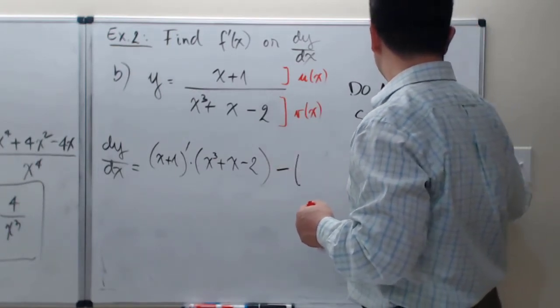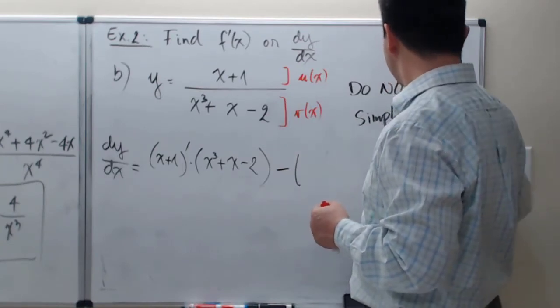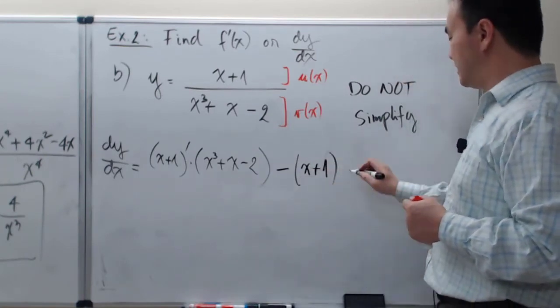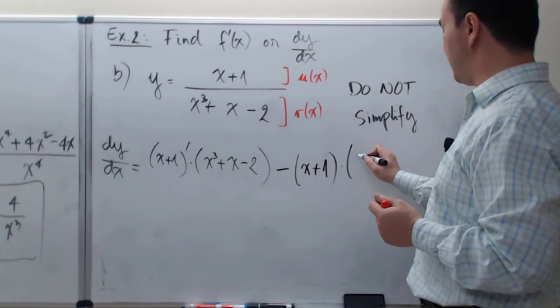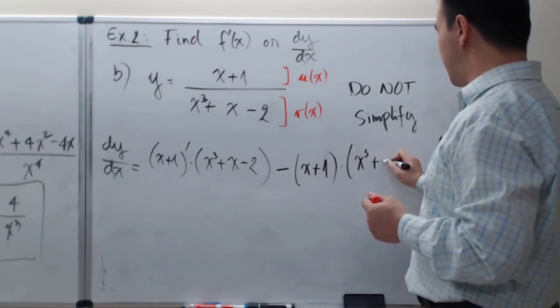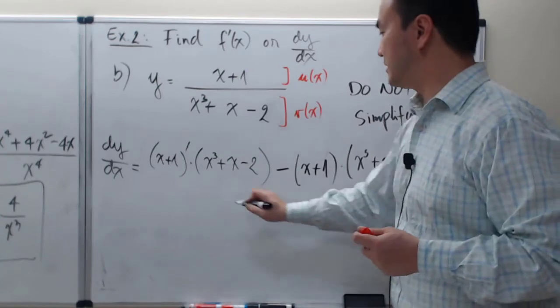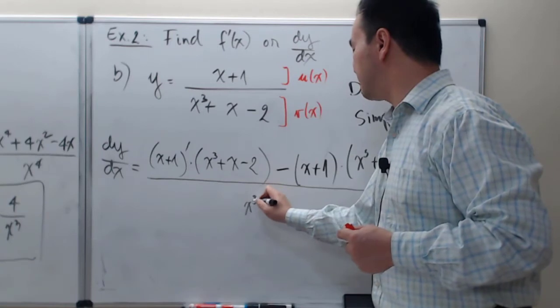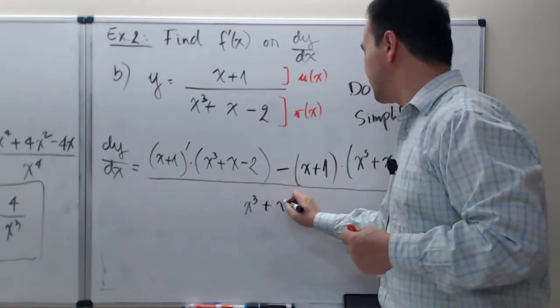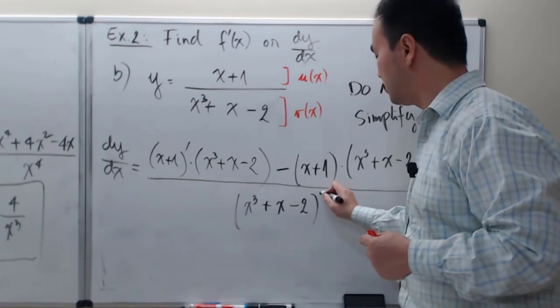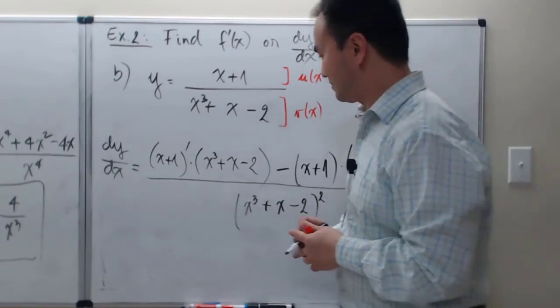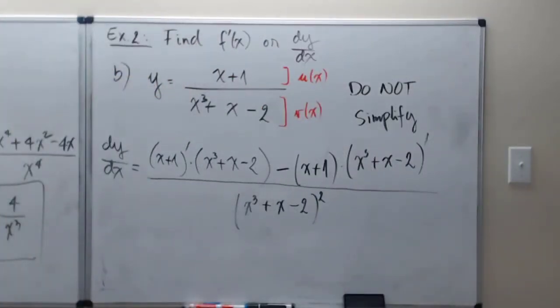Now we're going to keep u the same. Now minus, I'm going to keep u the same. x plus 1 is there, multiplied with v prime. So v prime here is the derivative of x cubed plus x minus 2. Okay, and we're dividing all that by the square of v. So x cubed plus x minus 2, all squared. And now our victory is right around the corner.